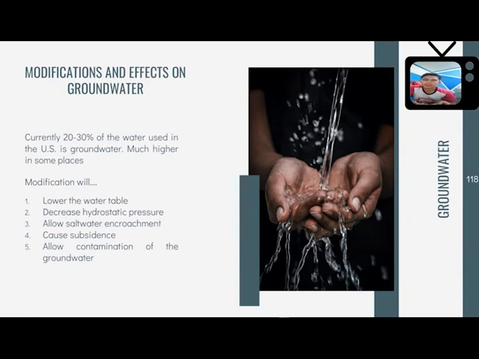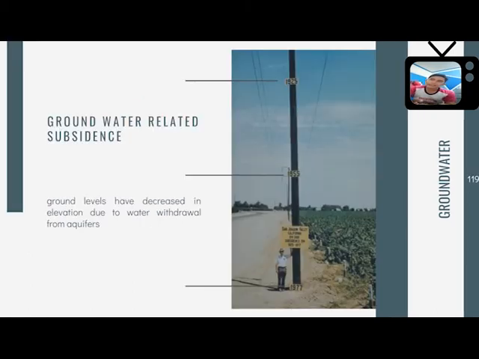Modification and effects on groundwater. Currently, 20 to 30% of the water used in the US is groundwater, much higher in some places. Modification will lower the water table, decrease hydrostatic pressure, allow saltwater encroachment, cause subsidence, and allow contamination of the groundwater. Related to subsidence, ground levels have decreased in elevation due to water withdrawal from aquifers.